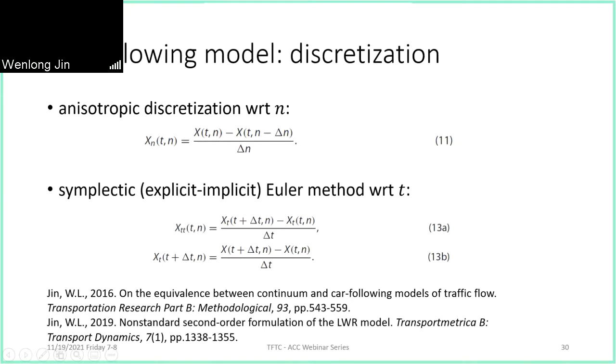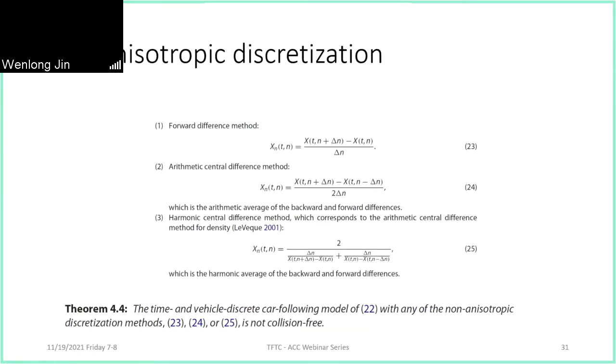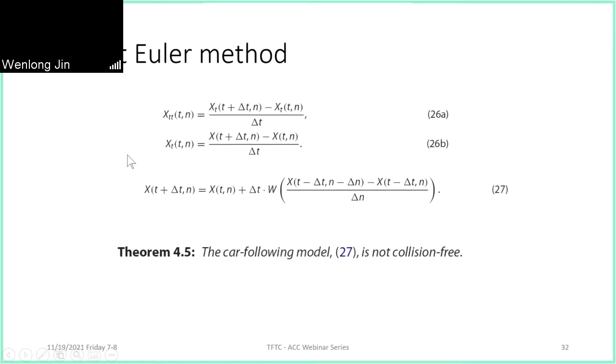So these are natural, but actually it can be shown that these are necessary to guarantee collision-free. For example, if we try non-anisotropic discretization, then like all other difference methods, they all violate the collision-free condition. And similarly for the time discretization, if we both use explicit, which has been widely used in solving many car following models, in this case it also violates the collision-free condition.